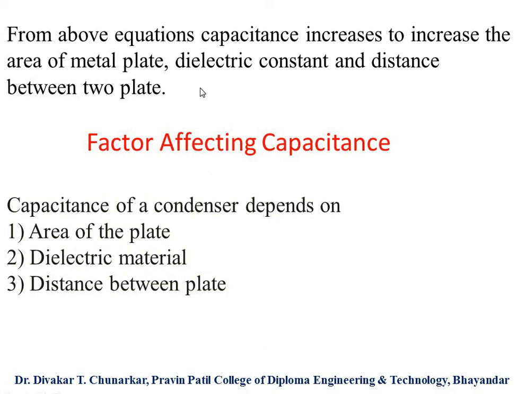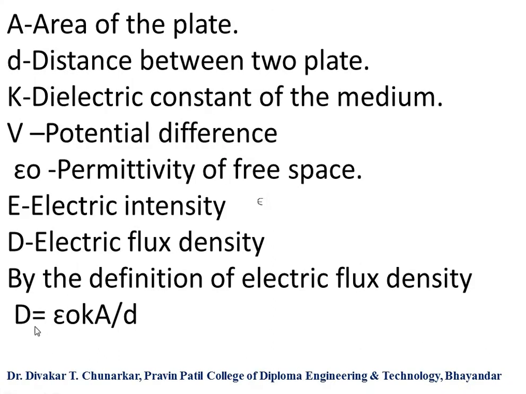From this equation, capacitance increases to increase the area of the plate, dielectric constant, and decreasing the distance between two plates. In this equation, C equal to epsilon 0 KA upon d. So from this equation, dielectric constant increases, area increases, and distance between two plates decreases to increase the capacitance. Capacitance C, keep in your mind. So C equal to epsilon 0 KA upon d.